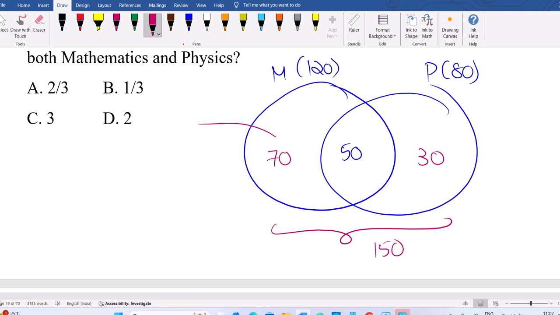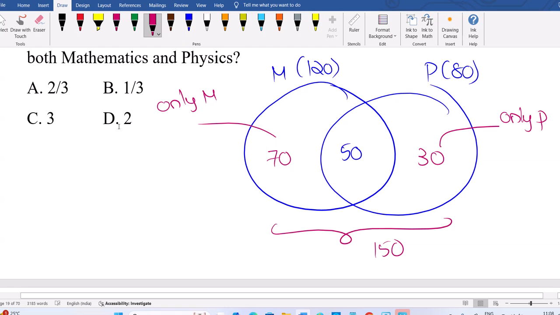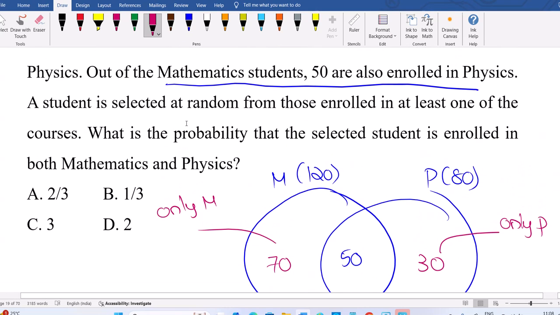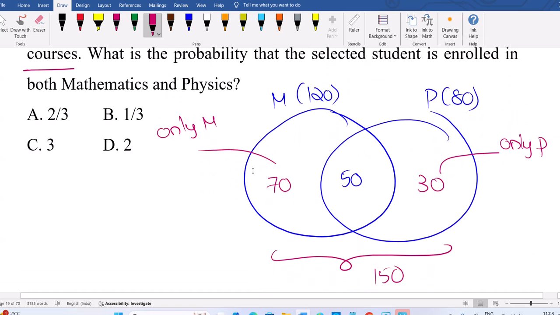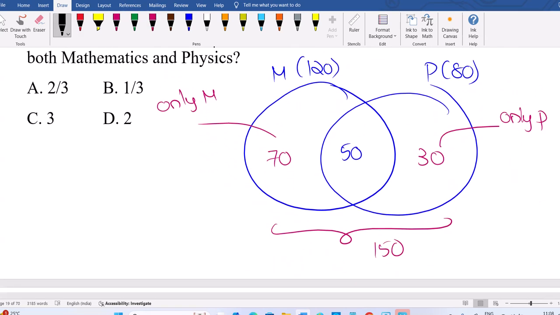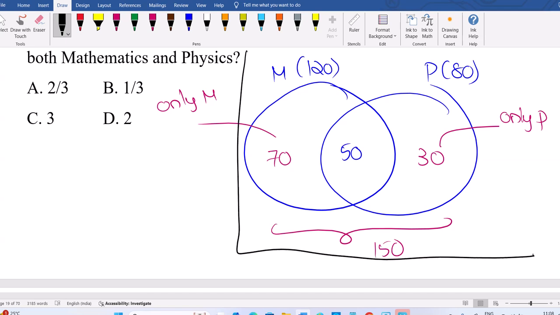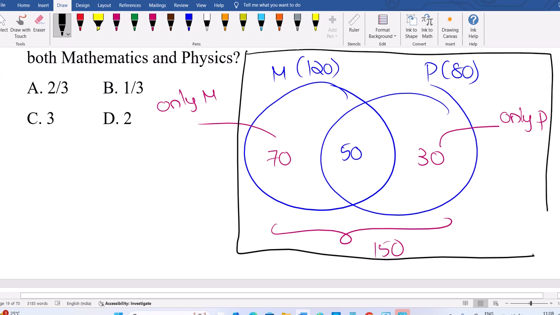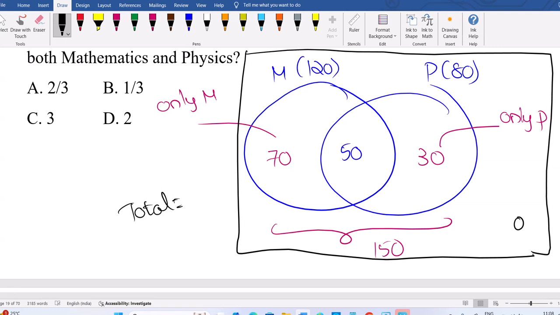The 70 is only maths. 30 only physics. Physics means that may involve maths also. Only physics means maths is not involved. Right. And they said a student must be enrolled in at least one of the courses. So not enrolled in any of the courses is 0. Let's say this is the total area. Outside of these two circles is 0. Then the total area of this is 150. Total is 150. Okay, answer option B.